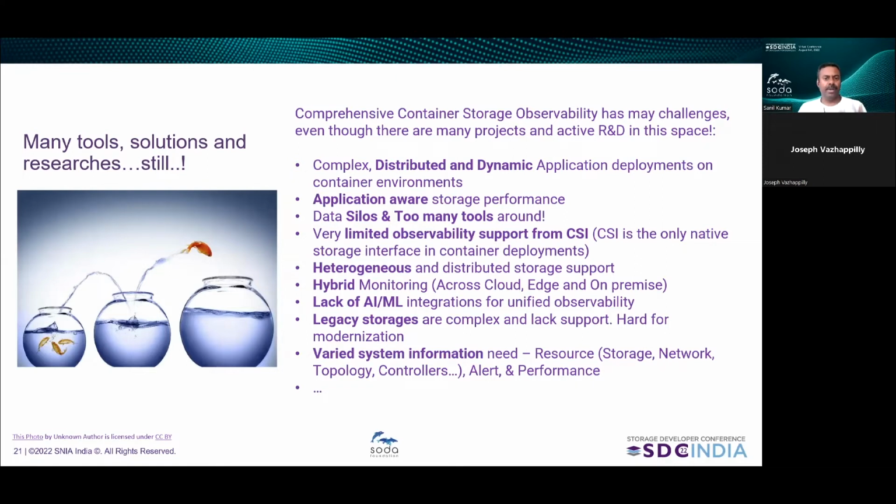If you want comprehensive container storage observability, there are many challenges. It is distributed and dynamic, application aware, with silos, too many tools, and limited observability support from CSI, which is the native storage interface for Kubernetes. We need to support a heterogeneous hybrid environment, different kinds of storage, and different environments like edge, on-premise, and cloud. Then we need to have integrated intelligence. And there are a lot of legacy storages which were not designed for observable systems. There are different kinds of system information and behavior we need to consider. So there are a huge number of challenges.